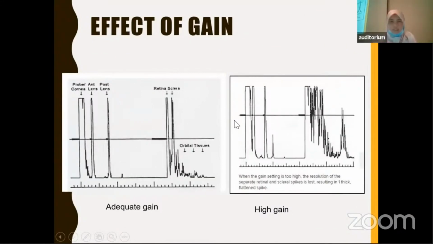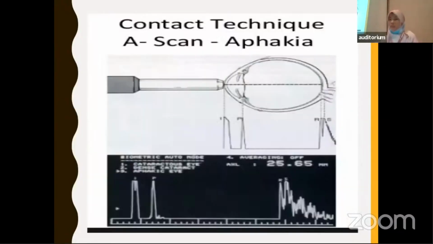This is to show you the previous picture, to show you the effect of the gain, how the gain affects the resolution of the spike. Okay, who knows what's wrong with this spike? Who can guess? Is it wrong? There are only four echo spikes. This picture is actually a biometry in a pseudophakic eye. No lens. See? There's no lens.